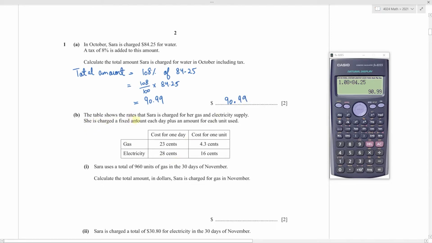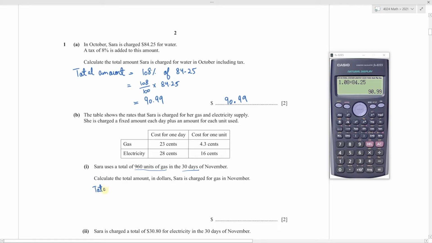Part B. The table shows the rates that Sarah is charged for her gas and electricity supply. She is charged a fixed amount each day plus an amount for each unit used. So you have your cost for one day and then an additional cost, which is per unit. So for 1 unit, gas is 4.3 cents, electricity is 16 cents. Sarah uses a total of 960 units of gas in 30 days of November. Calculate the total amount in dollars Sarah is charged for gas in November.